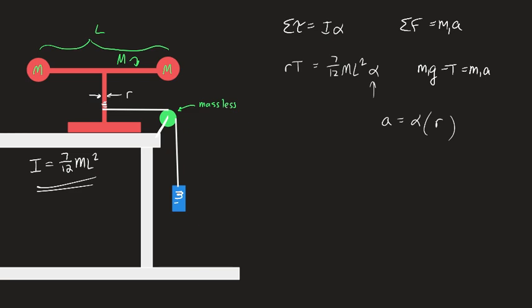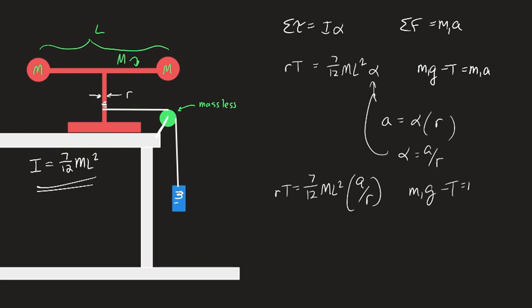If you don't believe me, since we're solving this for A, I'm going to do that substitution right there. So RT equals 7/12 ml squared times A over R. And that has to equal M1G minus T equals M1A. We good? Now it's just substitution. I'm going to get the T by itself by dividing both sides by R. R does not cancel out here, by the way.